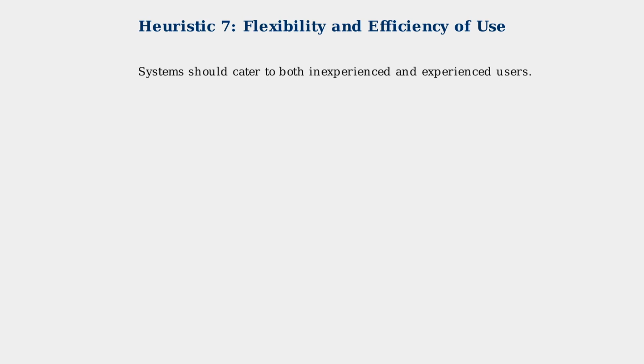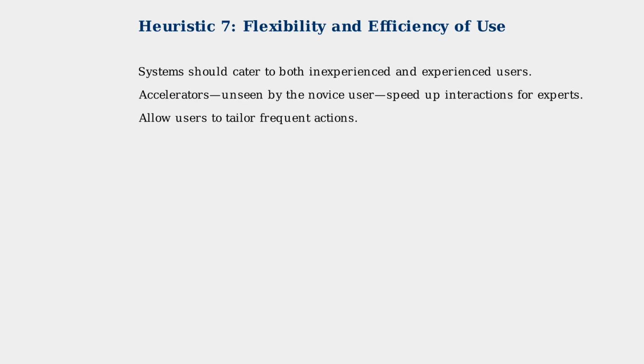Heuristic 7 focuses on flexibility and efficiency of use. Systems should support both inexperienced and experienced users by providing accelerators that experts can use to speed up their interactions while remaining invisible to novices. This allows users to tailor frequent actions to their needs.